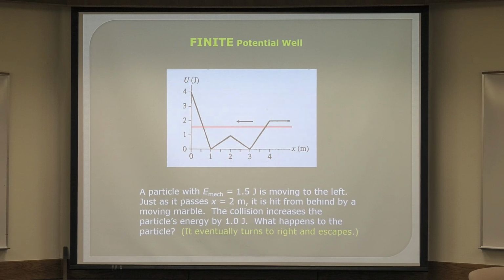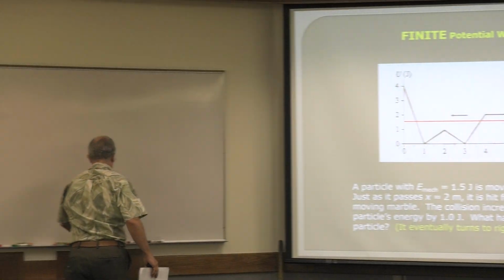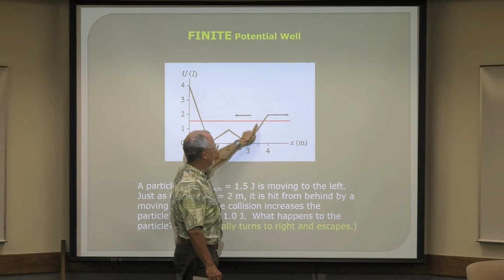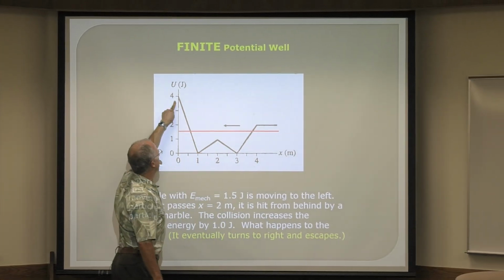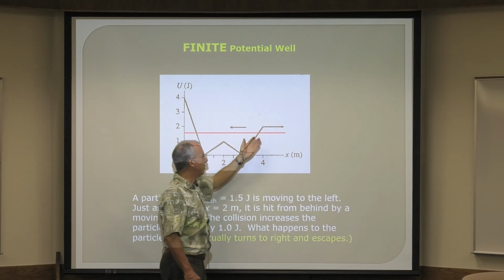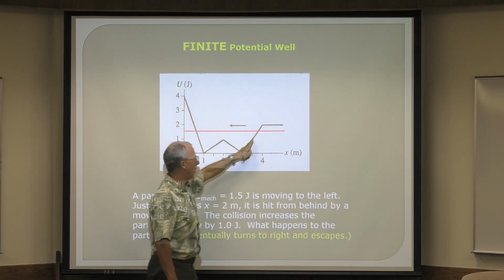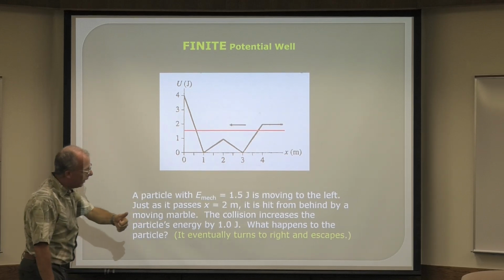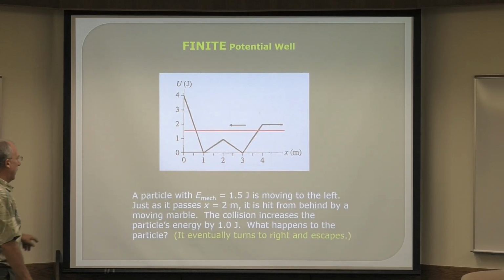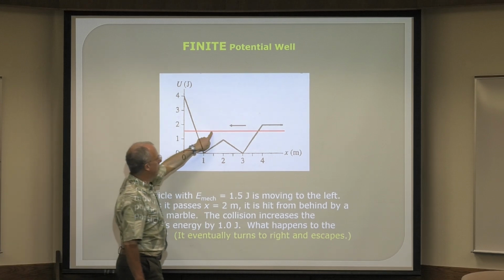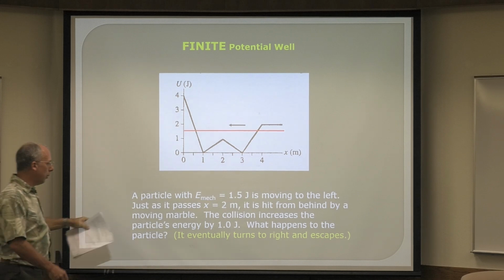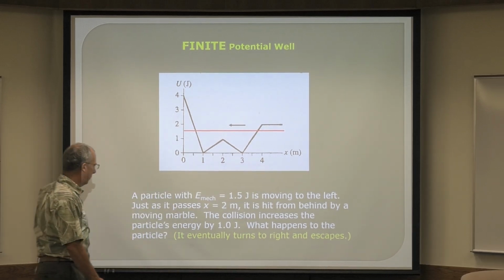Okay, so here we have a finite potential well. In other words, the potential just goes up to here, it doesn't go up to infinity. This is the potential energy. And this is just some crazy thing that somebody thought of, I'm not saying it represents anything physical. So it's a finite potential well. So again, physics 121. The red line is the total energy, 1.5 joules. A particle with mechanical energy 1.5 joules is moving to the left.